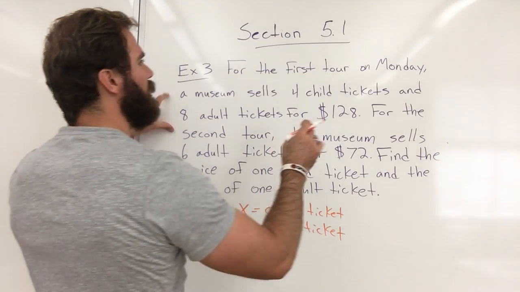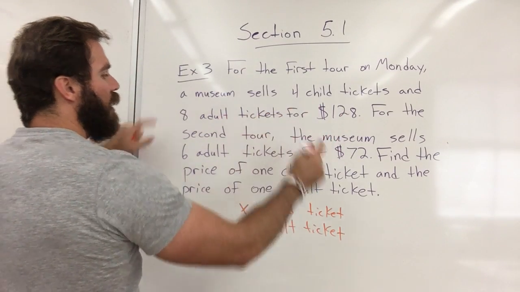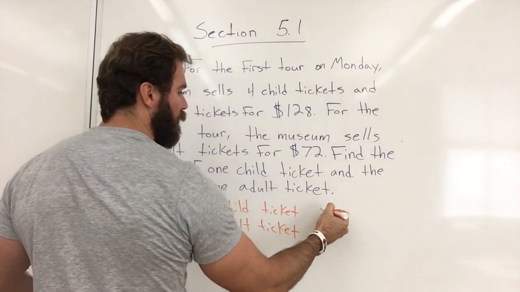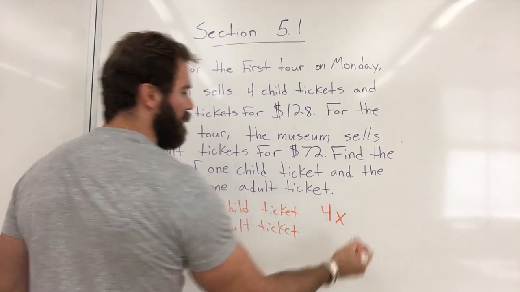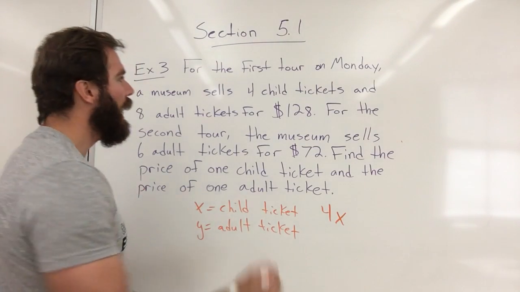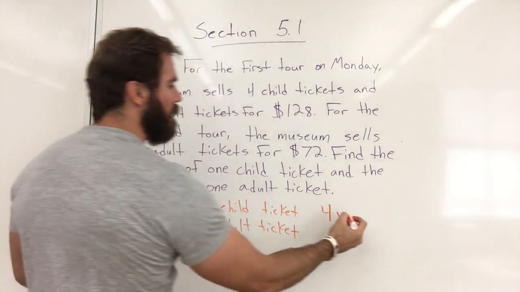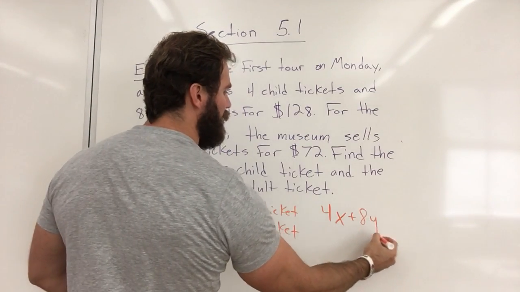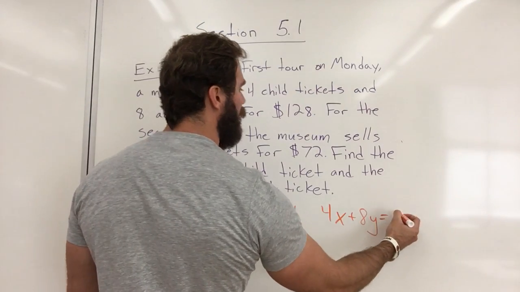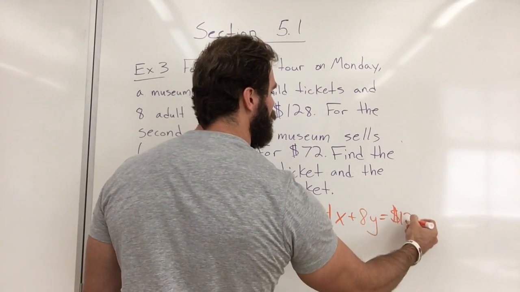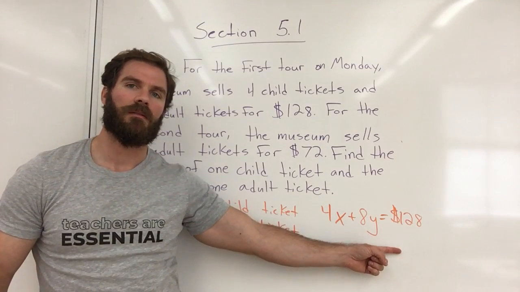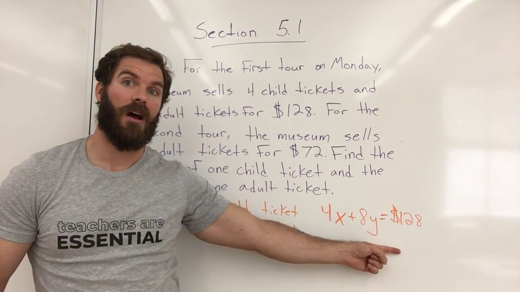So our first sentence said that they sold 4 child tickets. Well, what if I just go ahead and write 4X, 4 child tickets, 4X, and they sold 8 adult tickets, which is Y, for a total of $128. Look, I just made a linear equation out of the numbers they gave us.